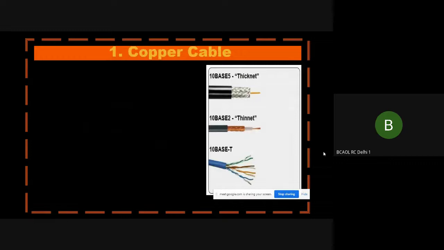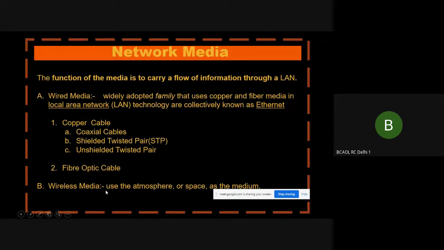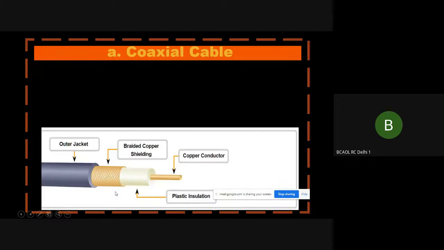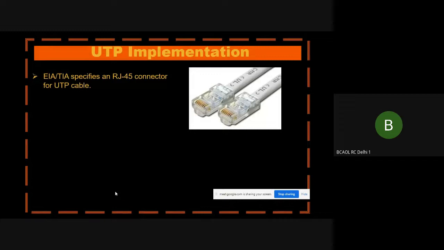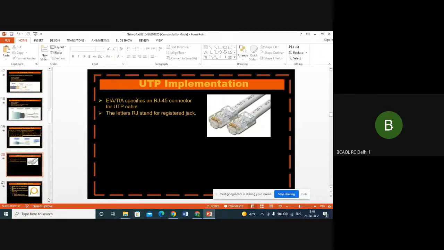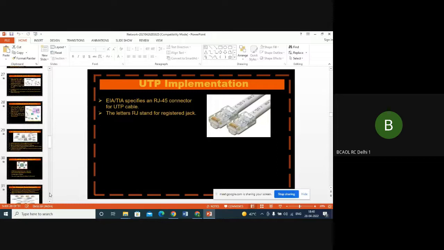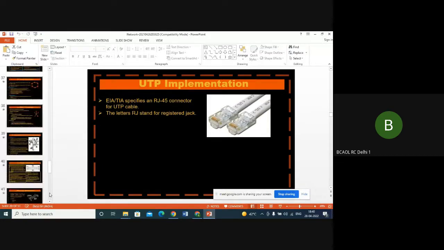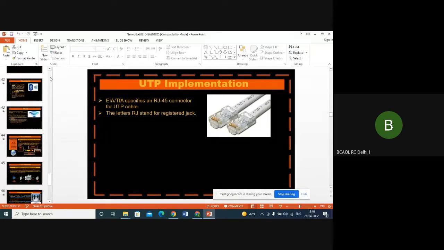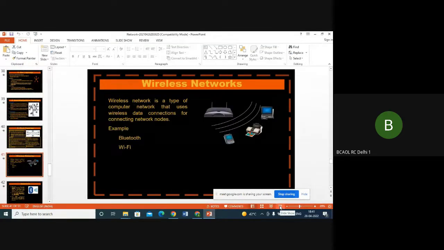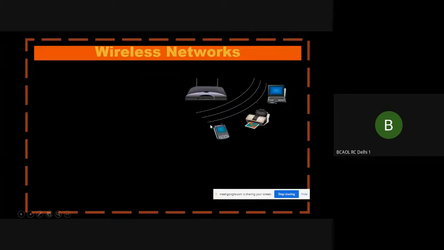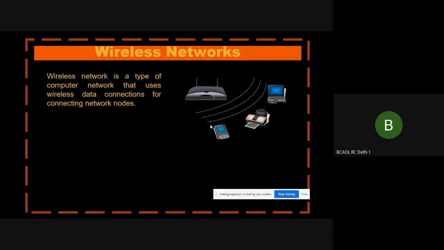So here there was wireless media also, right? Yes. So we will be talking about wireless networks now. A wireless network is a type of computer network that uses wireless data connections for connecting network compute nodes.